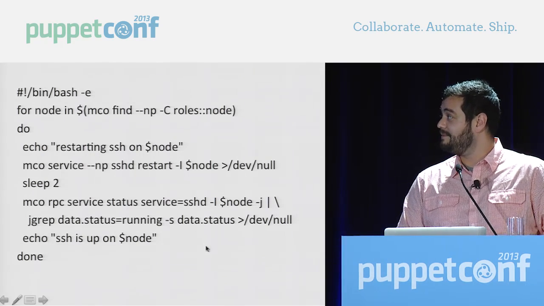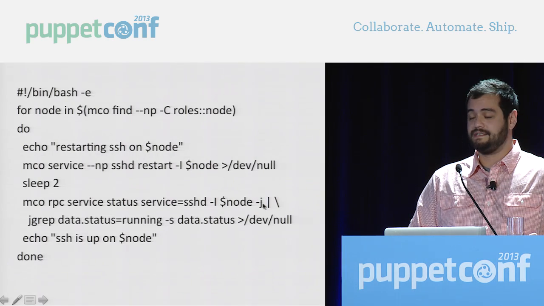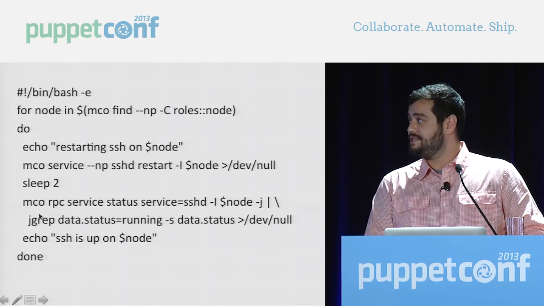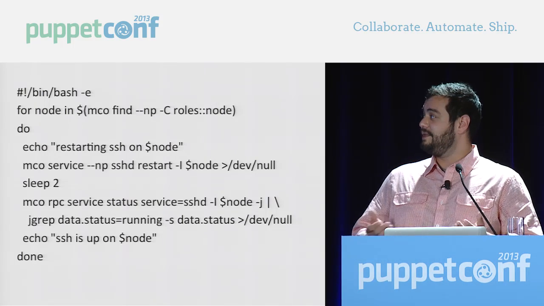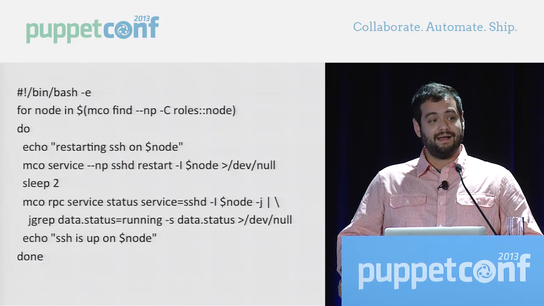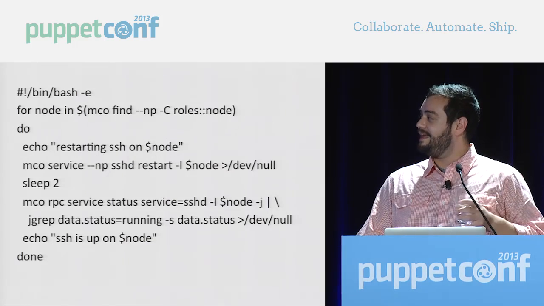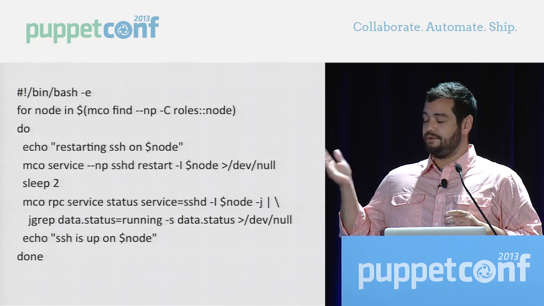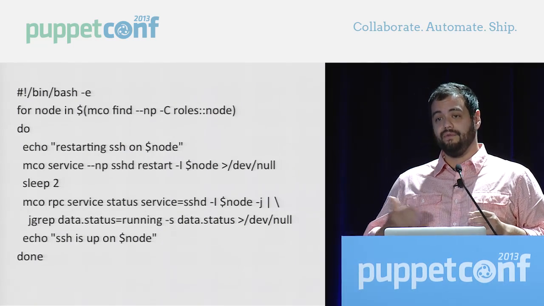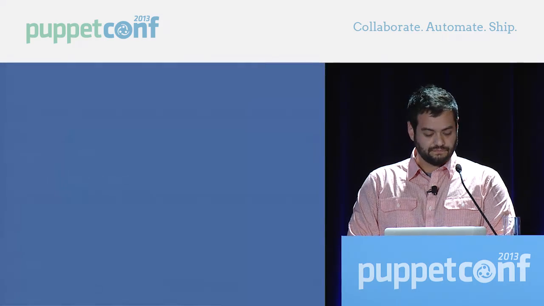And something I'm going to be sure to mention here is that this -j is giving us JSON data. And I'm using jgrep here, which lets us do awesome grepping and displaying of JSON data, courtesy of Peter, who's here in the audience. Yeah, so with this, you're going to be able to check the status and move on to the next node only if things are actually restarting the way you want them to.